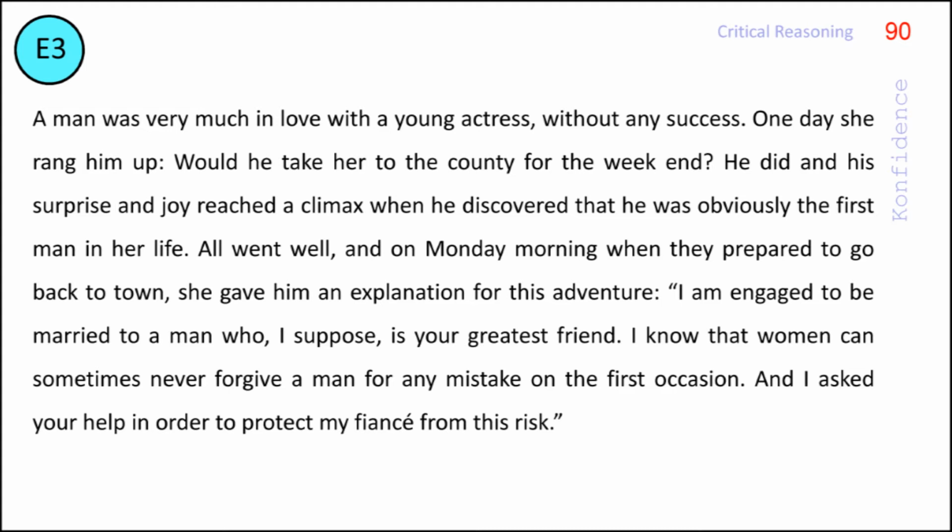All went well, and on Monday morning, when they prepared to go back to town, she gave him an explanation for this adventure. "I am engaged to be married to a man who I suppose is your greatest friend. I know that women can sometimes never forgive a man for any mistake on the first occasion, and I asked your help in order to protect my fiancé from this risk." The question to be answered is which of the statements is true according to the passage of the story?